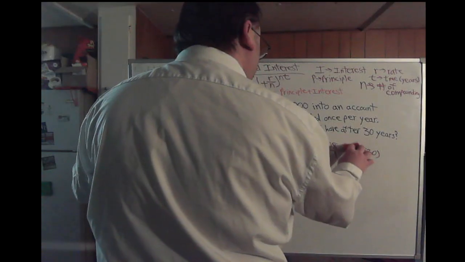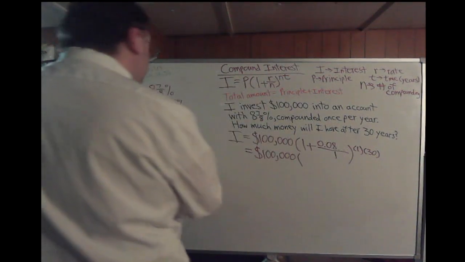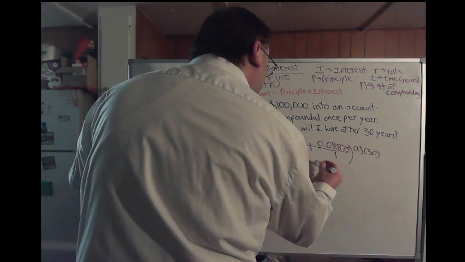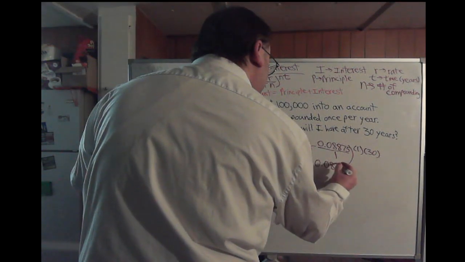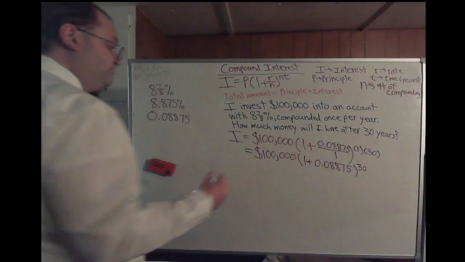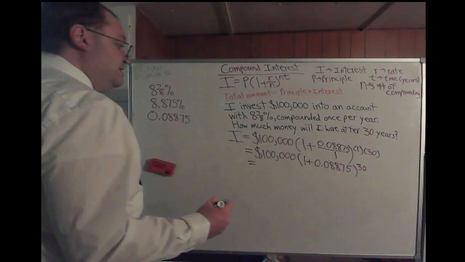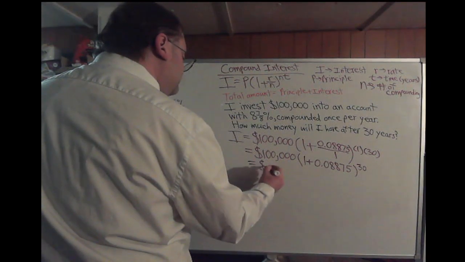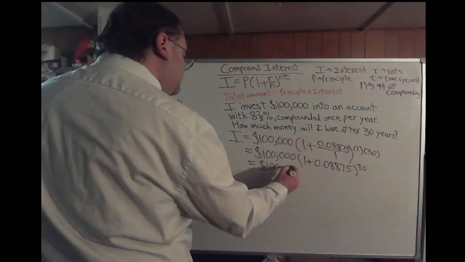Hold on, let me make that right, because I'm going to get a completely different result than what I want. 0.8875 divided by 1 is itself, so you'll have 1 plus 0.08875. If you deal with the exponents next, you'll have 1 times 30 for your exponent. Well, that's just 30. So this is going to be raised to the 30th power. Okay? So now we'll simplify this more. We have $100,000.